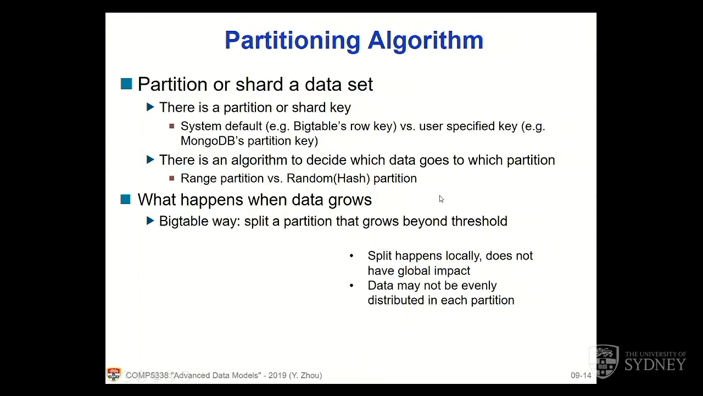Or we can use hash partition, and again MongoDB also supports that. Basically, instead of the original raw key value range, you hash the key and get another value. Then the chunk stores the range of hash values instead of the original key values.